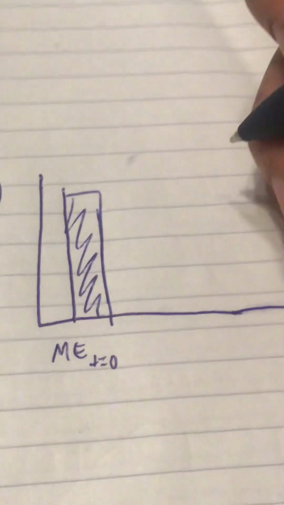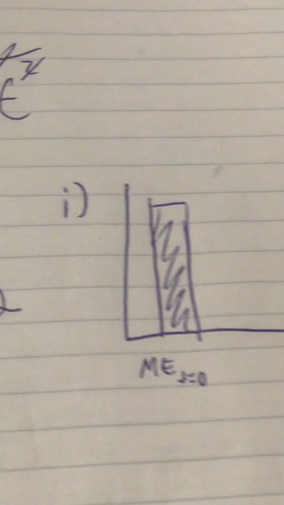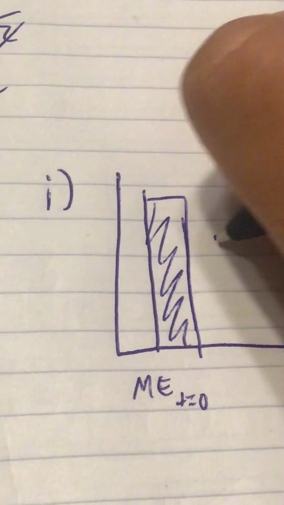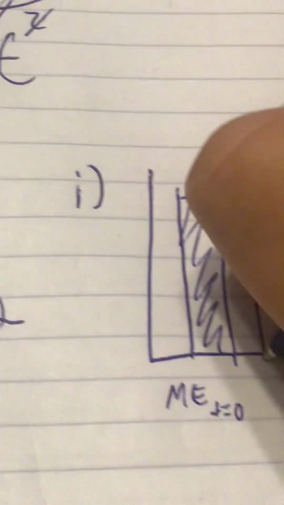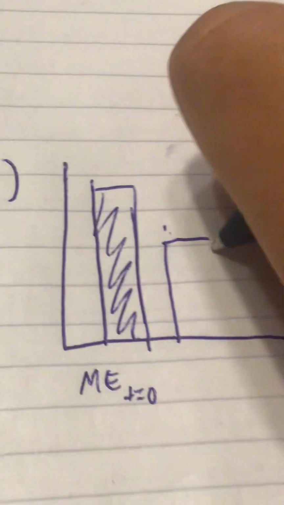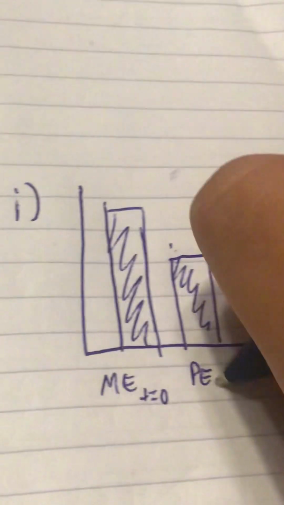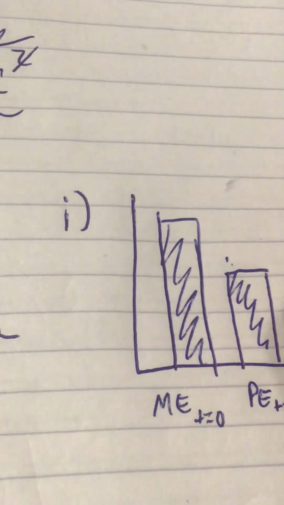So now that we have this chart, we know for a fact that PE will still be the majority of the energy because only 1/3 of the time has passed. So we can say it's approximately the PE at t equals t over 3.